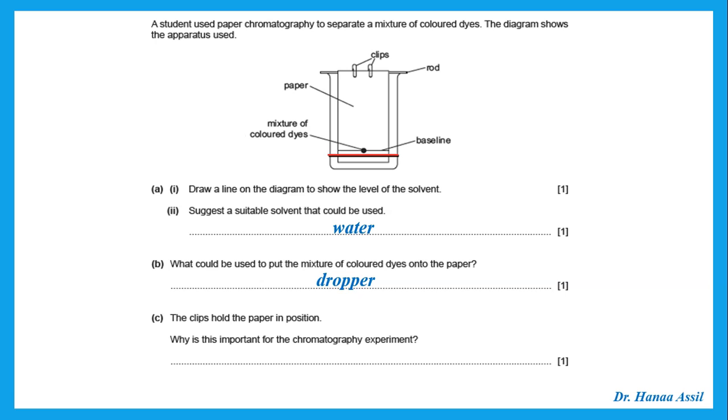Then he says the clips hold the paper in position. Why is this important for the chromatography experiment? Why is it that I should keep the paper straight up? Because I don't want the paper to slip down into the solvent, so I want to keep the mixture above the solvent.